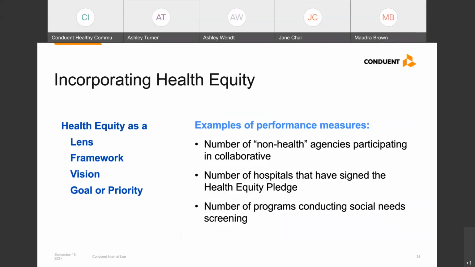Here are some examples. Tracking the number of non-health agencies such as housing and transportation that are participating in your partnership, or the number of hospitals that have signed onto a health equity pledge, or the number of programs that are conducted in a social needs screening. These may feel like small wins, but over time you can build on them to build momentum for the long term. I'm going to pass the mic to Jane, who will talk about how to take this process to the next level by tracking and sharing your progress.